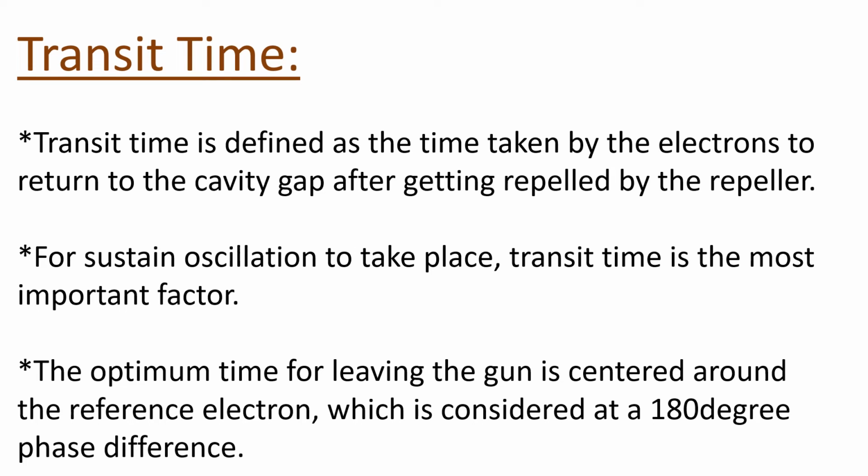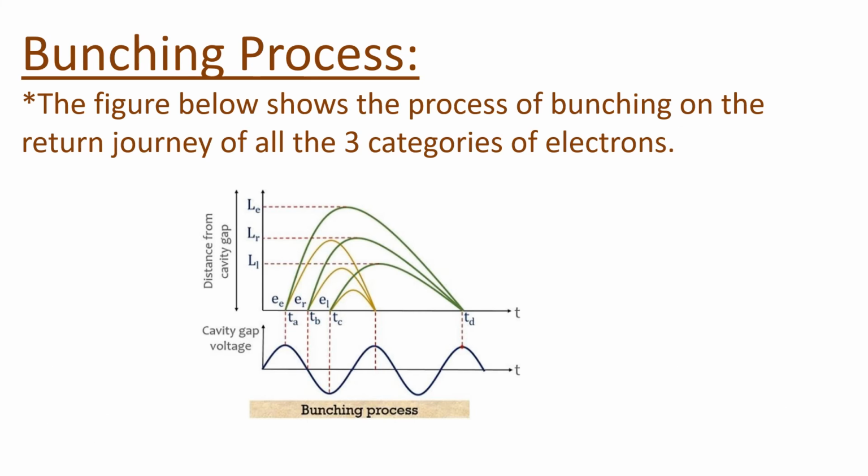Next we will discuss the bunching process. Here the x-axis represents the time and the y-axis shows the distance traveled by the electron inside the tube. As we already discussed, bunching takes place at the time of the return journey of electrons, thus it is represented in the figure through EE, ER and EL approaching the repeller with different velocities. Yet, while returning all of them are bunched at a respective time.